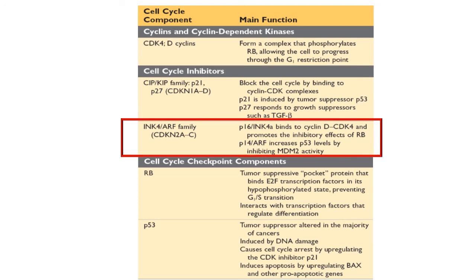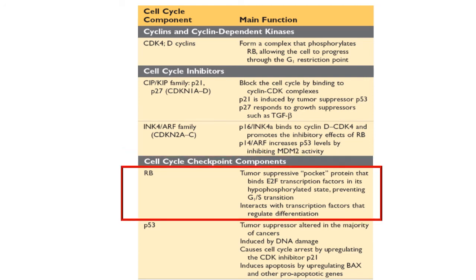The INK4 and ARF family, also termed CDKN2A to C, has two members. One, P16 INK4A, binds to the cyclin D CDK4 complex and promotes the inhibitory effect of RB. P14 ARF increases P53 level by inhibiting the MDM2 activity. The cell cycle checkpoint components are RB and P53.